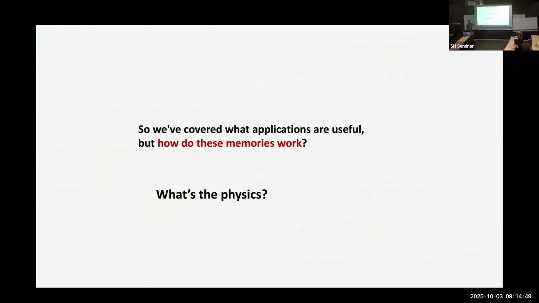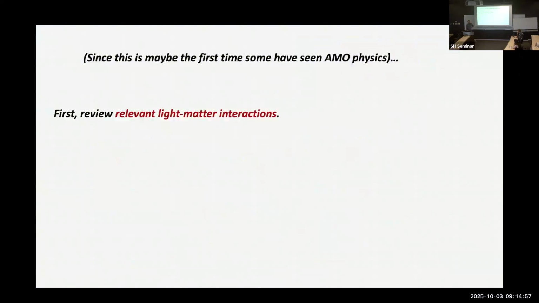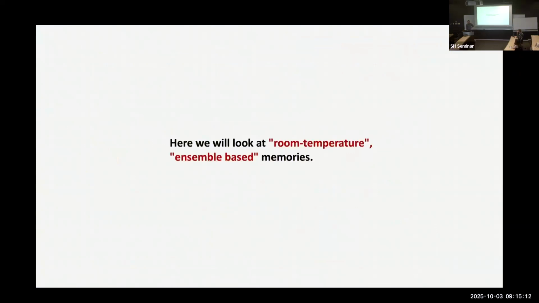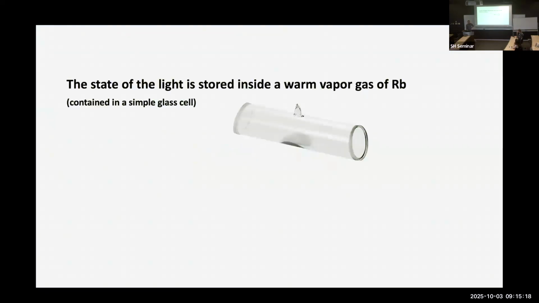So we've covered what applications are useful, but how exactly do these memories work? What's the physics? I said that this talk is to attempt to cater to some who've maybe not seen that much AMO physics. So we're going to review from first principles some basic light matter interactions, in particular with relevance to room temperature ensemble-based memories.